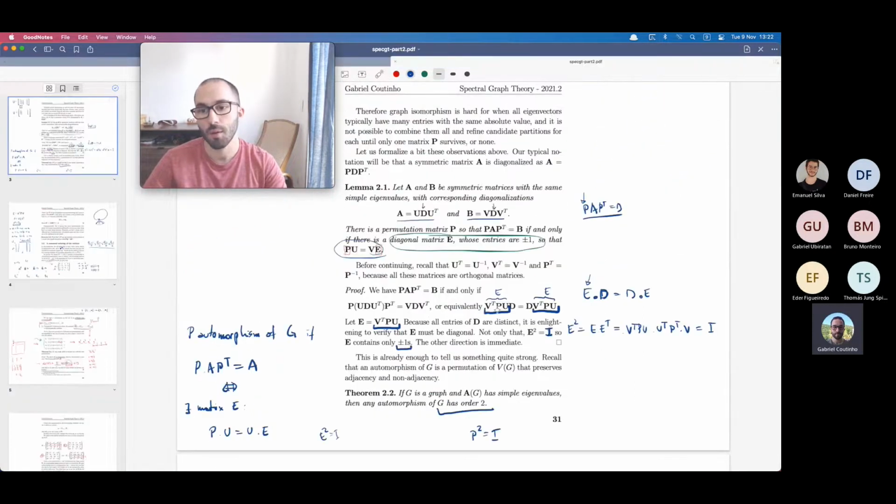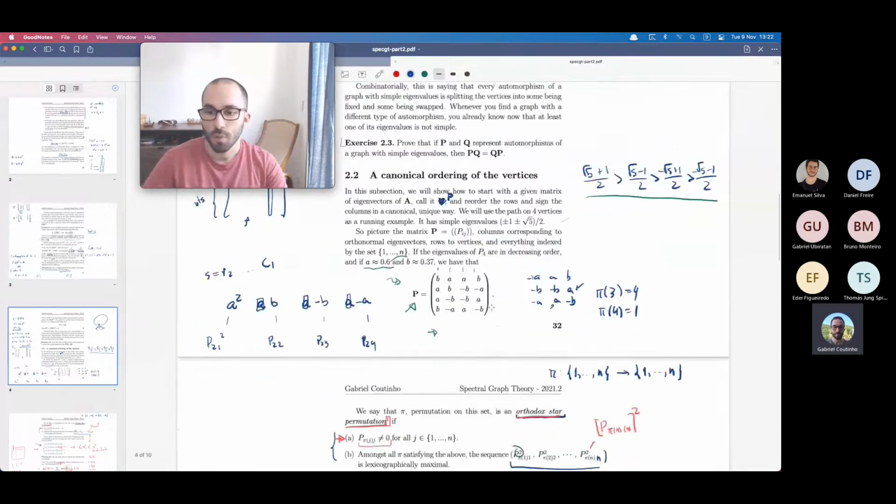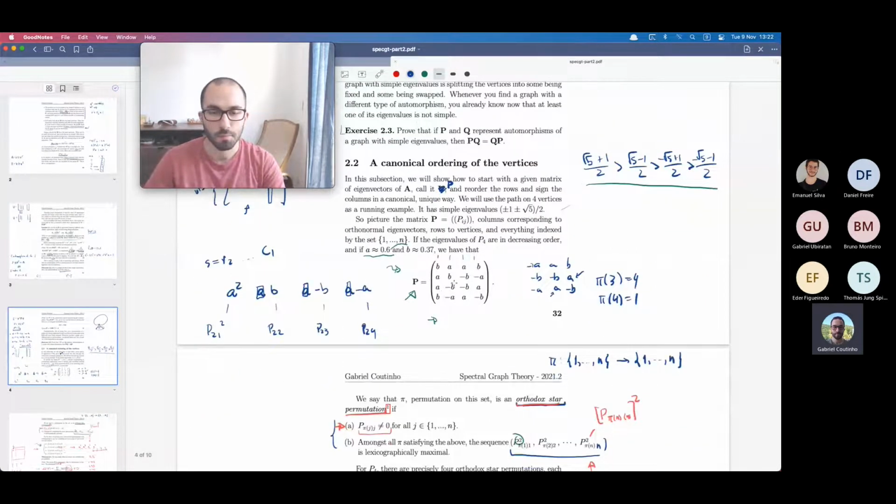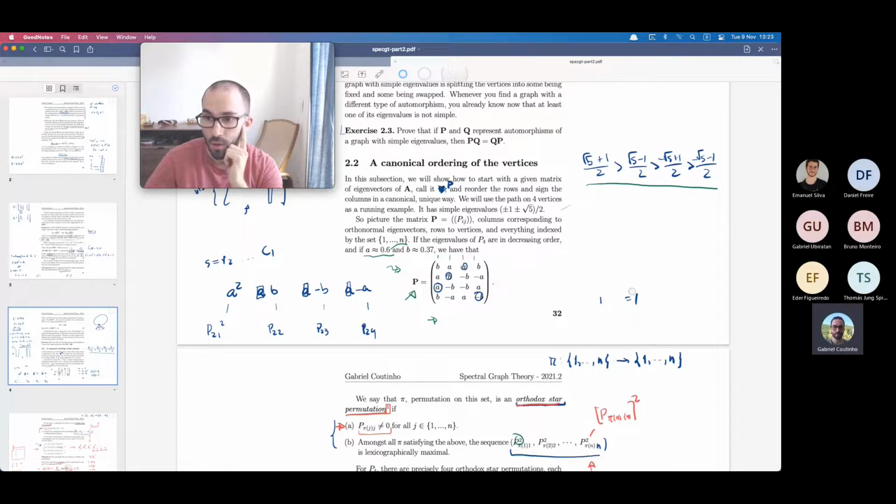Let me go back there. So a star permutation was a choice in this eigenvector matrix of non-zero entries in each row and column. Now, what happens if I write the four projection matrices here?